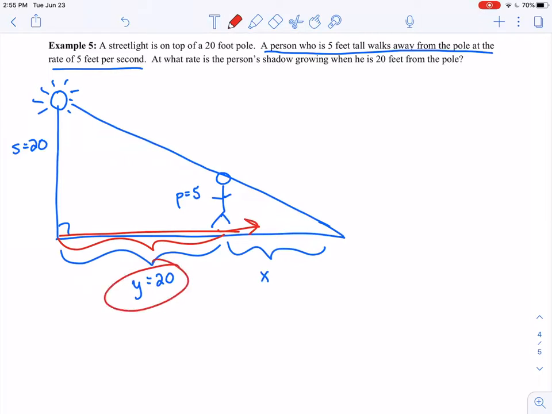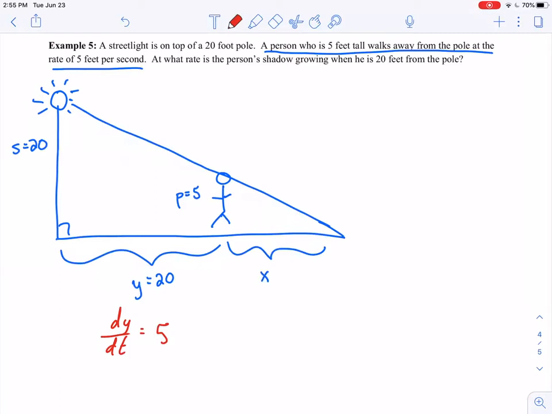So that's telling me about the distance between the person and the pole. How is that distance changing over time? So that's telling me about the rate of change of y. So that means that dy/dt, this side, right, this person as they walk away, this side right here is getting longer. So that means dy/dt should be a positive 5 feet per second.